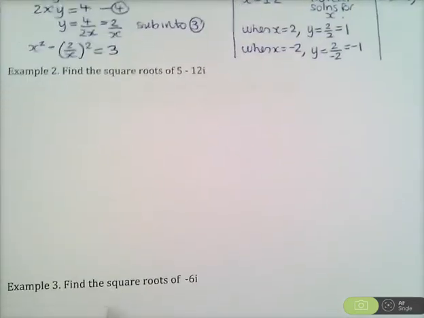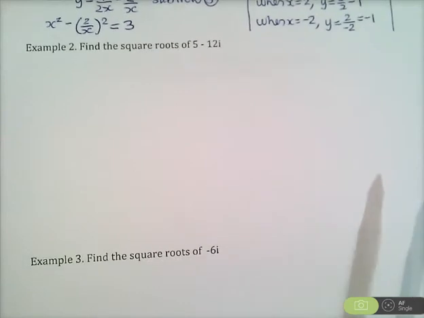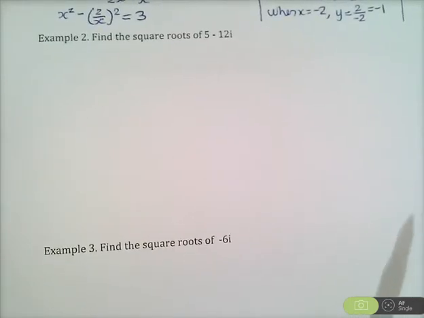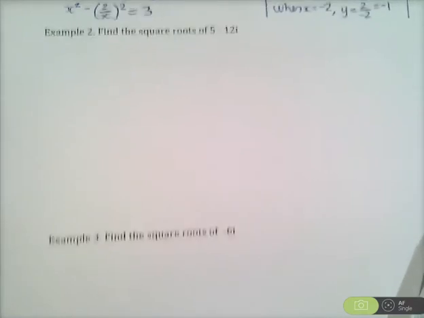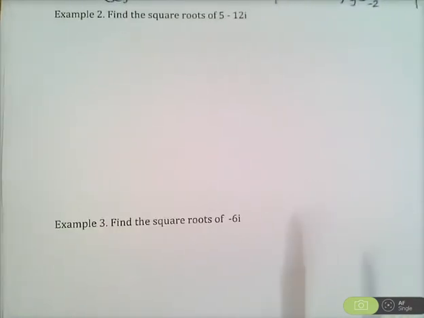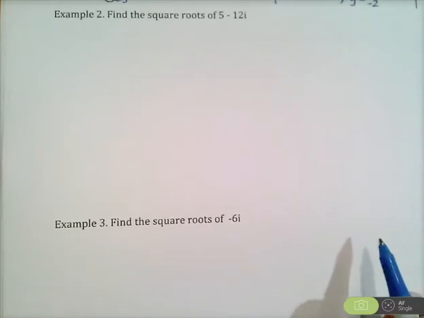So we're going to do a question that's the same, just different numbers. Can you please use that method? Notice it's going to take up a bit of room, all right? So you can pause the video, try it yourself. You want to find the square roots of 5 minus 12i. Restart the video when you are ready.